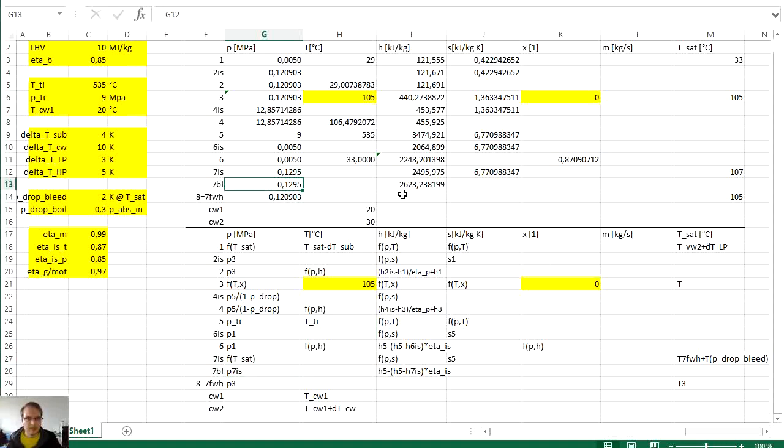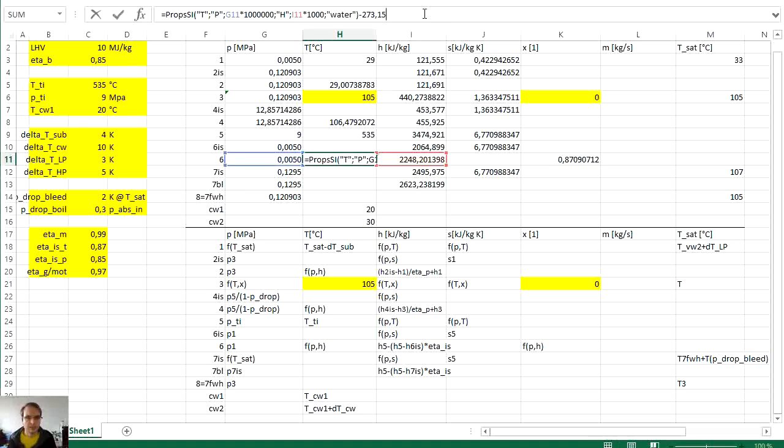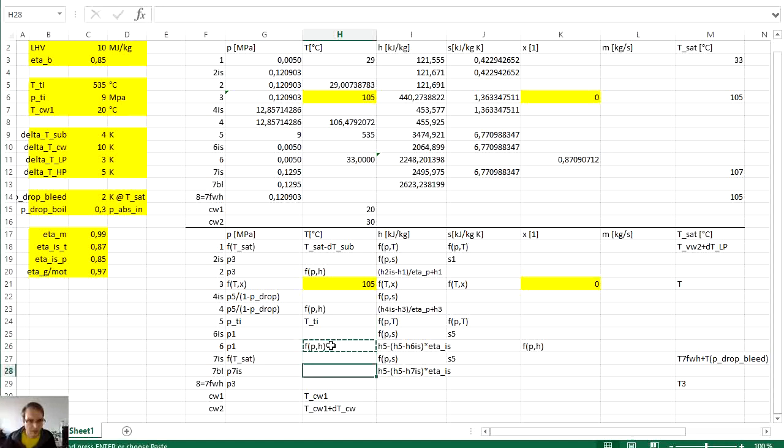So we have enthalpy, we have pressure, we can get other thermodynamic parameters. So for example the temperature, again a function of pressure and enthalpy. So it will look like this, or this will go here.